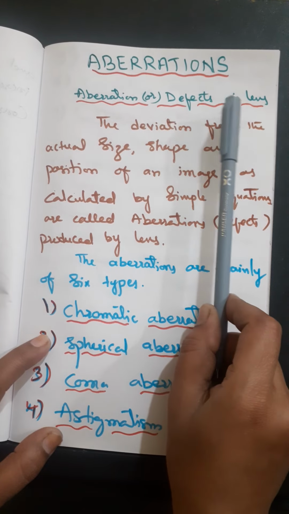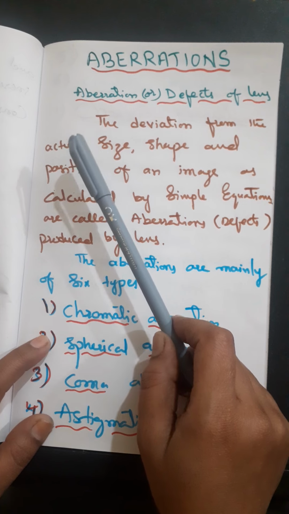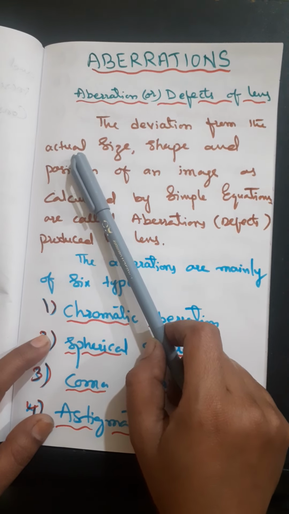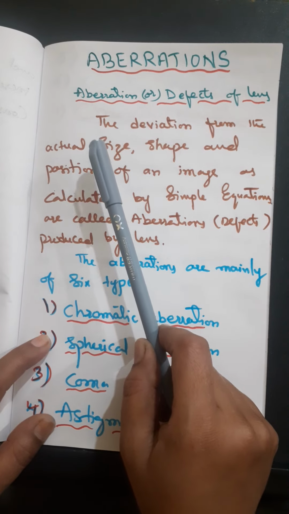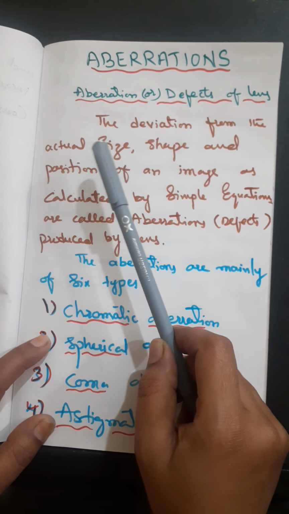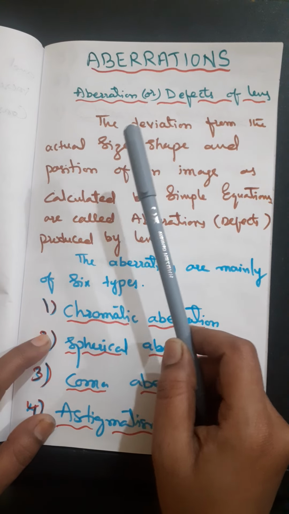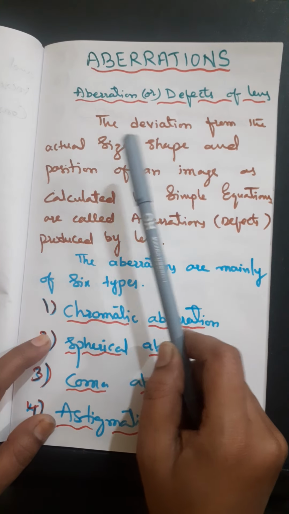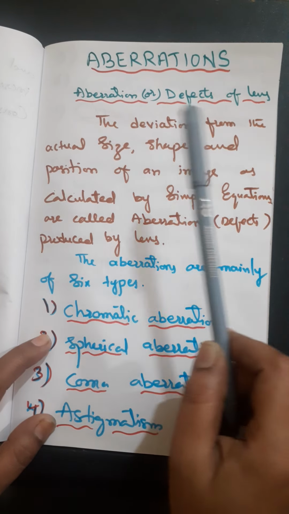Aberrations means defects of lens. Defect of lens means whenever light passes through convex or concave lenses, the image formed by the lens will have some defect. Sometimes it is blurred, sometimes the size will be different, sometimes the shape will be different. Those defects, calculated by simple equations, are known as aberrations.